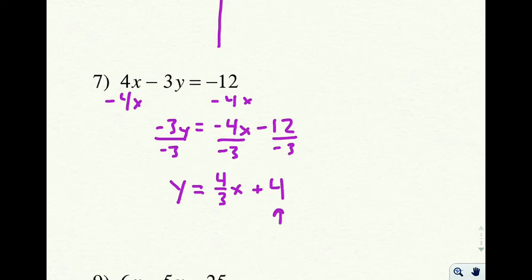My y-intercept here is 4. My slope is a rise of 4 over a run of 3, heading up into the right. So it's going to go in this direction.